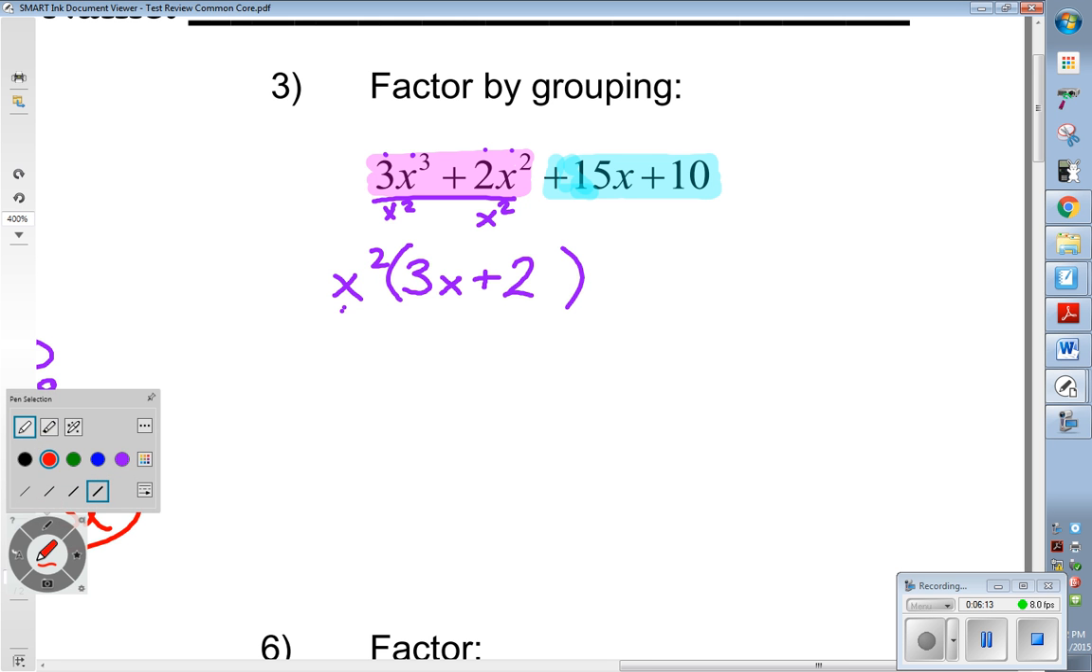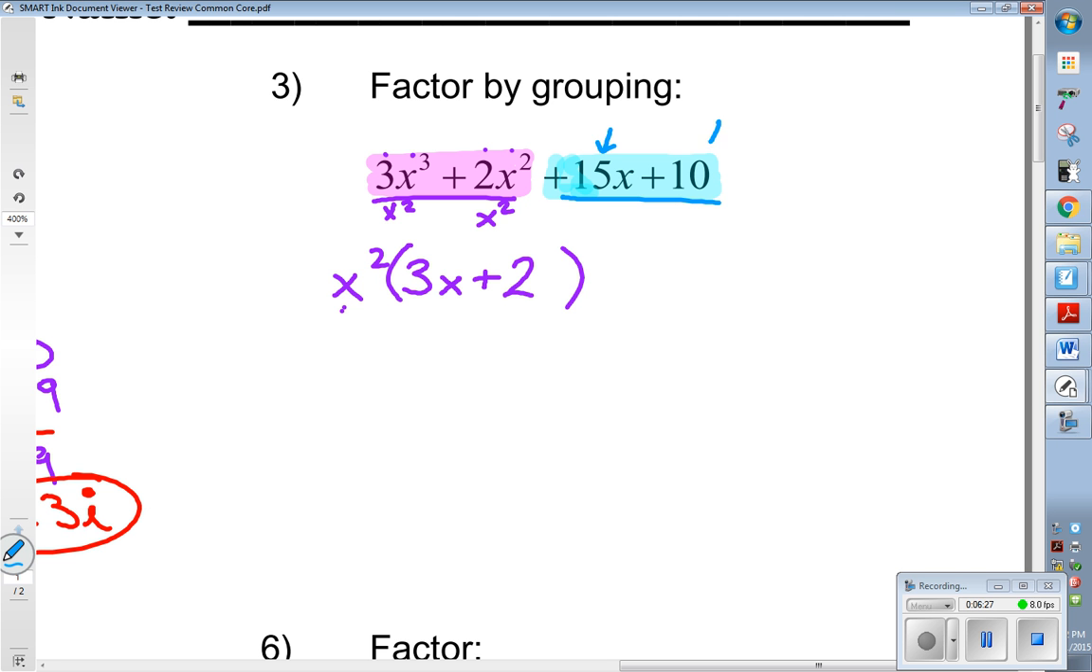We're going to do the same thing with the second chunk. Okay, so looking at this second part here, I'm looking to see what these 2 things have in common. So 15x plus 10, I can divide a 5 out of both of them. I could take a 5 out of 15x. If I divided 15x by 5, it'd leave me with 3x. If I divided 10 by 5, it would leave me plus 2.